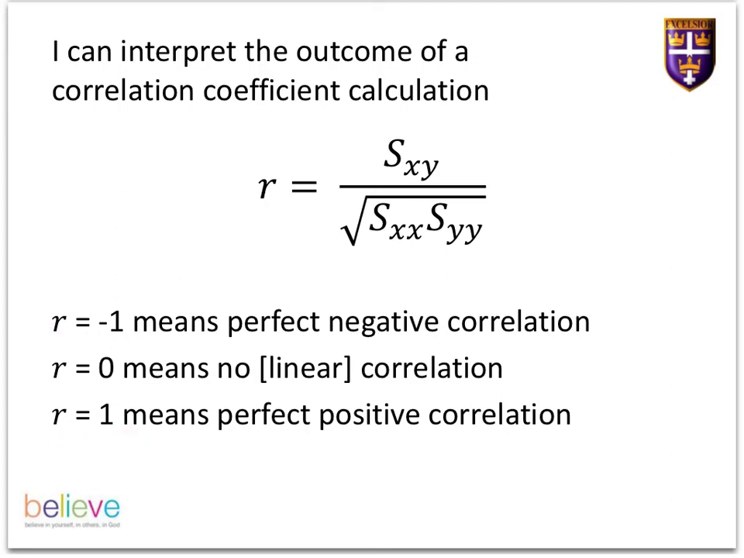Right, and these other two options: positive 1 is perfect positive correlation, and -1 is perfect negative correlation. And I hope it's obvious to you that you could get any sorts of values in between. You get 0.7, 0.8, minus 0.2 or anything like that.